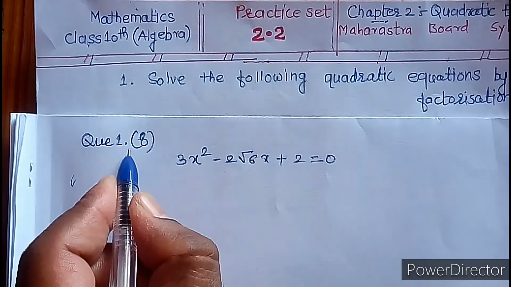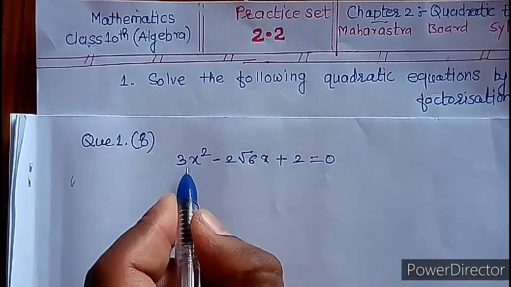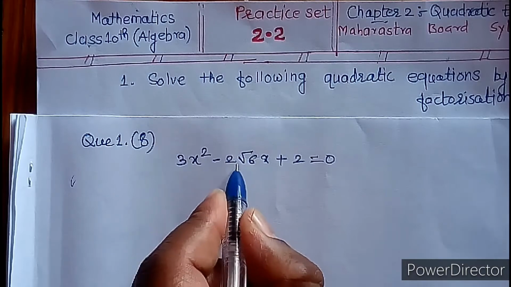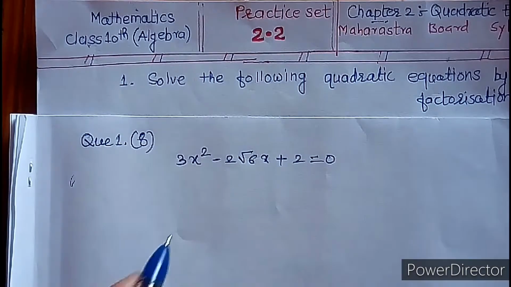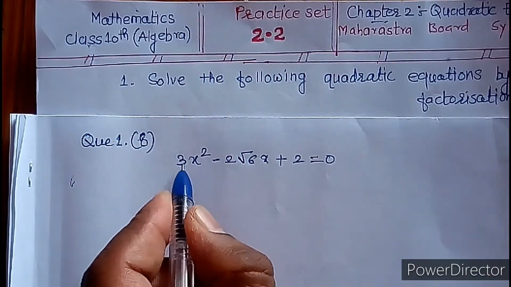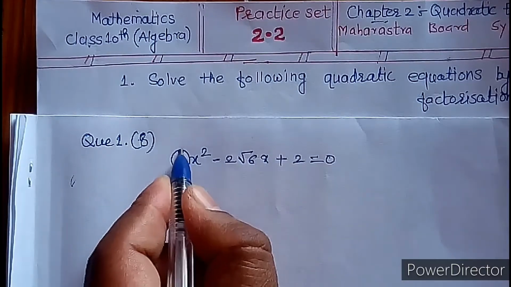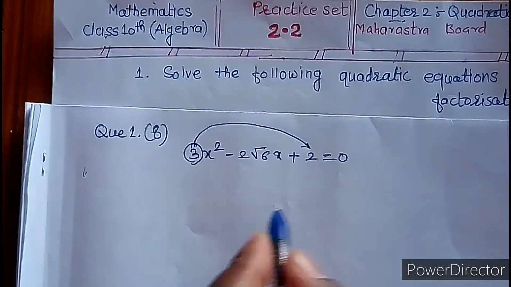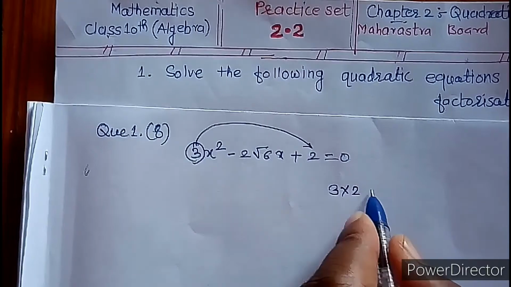Sub question 8 from question number 1. The quadratic equation is 3x square minus 2 root 6 x plus 2 equals 0. Here the coefficient of x square is 3. Therefore multiply this 3 with this 2. Therefore 3 into 2 is 6.